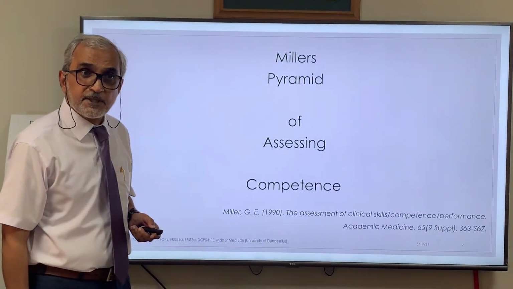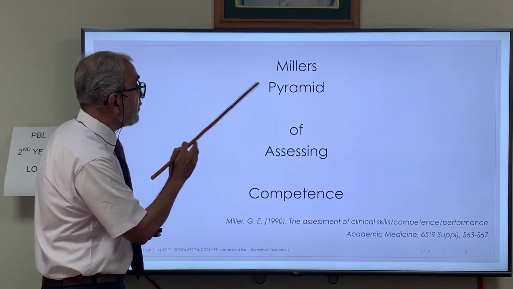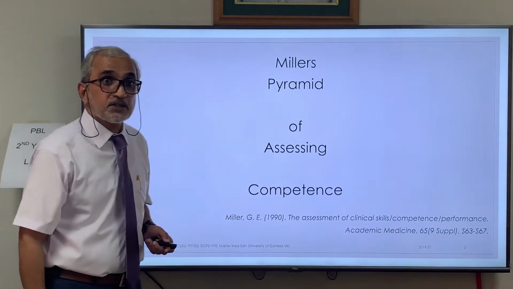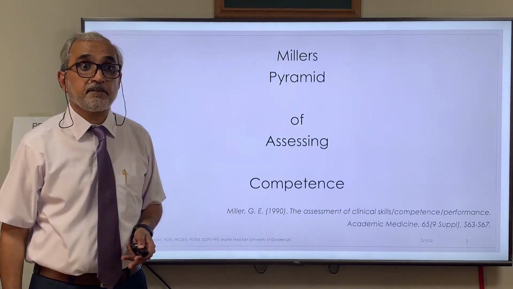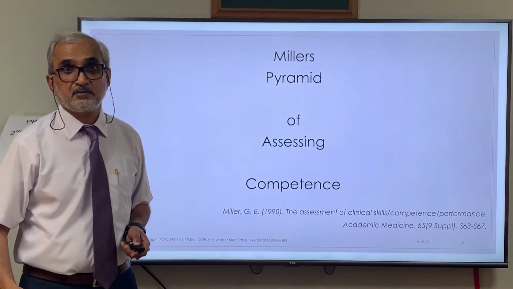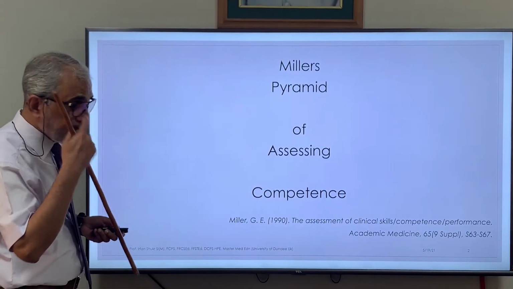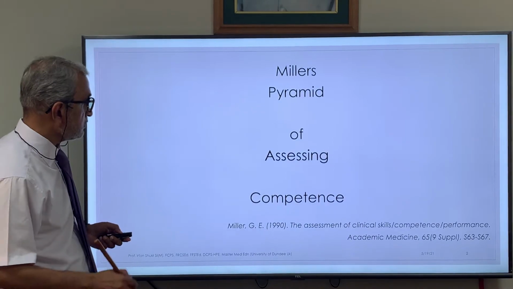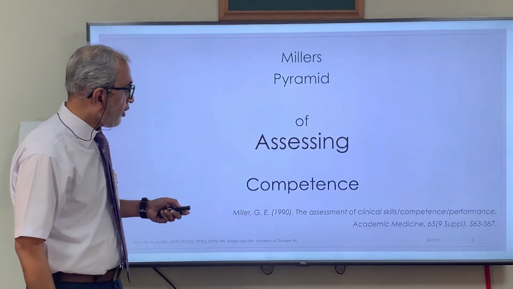Therefore, we can simply call it Miller's pyramid of assessing competence, and we are using the word pyramid because in the classical paper it is projected as a pyramid. It is projected as a pyramid because there are levels of competence. Two words need understanding first. One is assessment, other is competence.